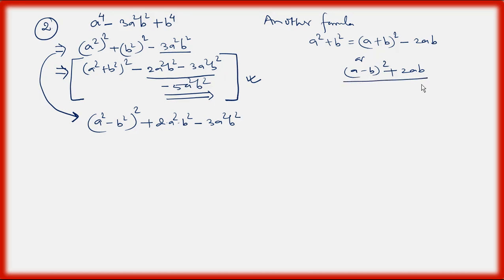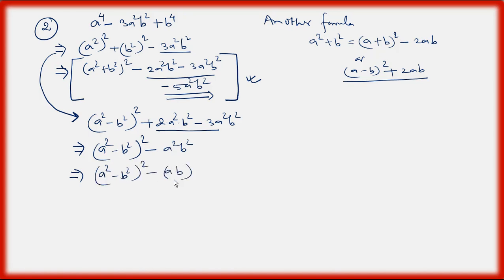Let's move to another pattern, that is (a minus b) whole square plus 2ab. Because if we write plus 2ab here and here is minus 3ab, then we will get a square minus b square in negative form, which is also a square number. Then we can solve our problem. So you can write (a square minus b square) whole square minus a square b square. From the simplification we find (a square minus b square) whole square minus (ab) whole square.